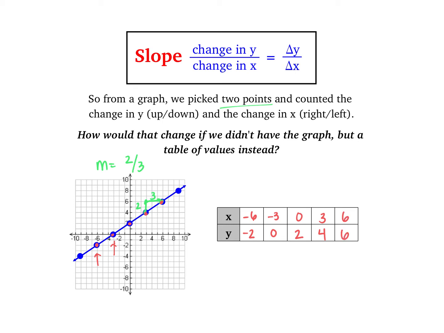So can we still somehow get a slope of 2/3 looking at this particular table? Well, this table definitely has some patterns. We see that each time as you move to the right, the x value is increasing by 3 each time. And hopefully you can also see that my y value is increasing by 2 each time.